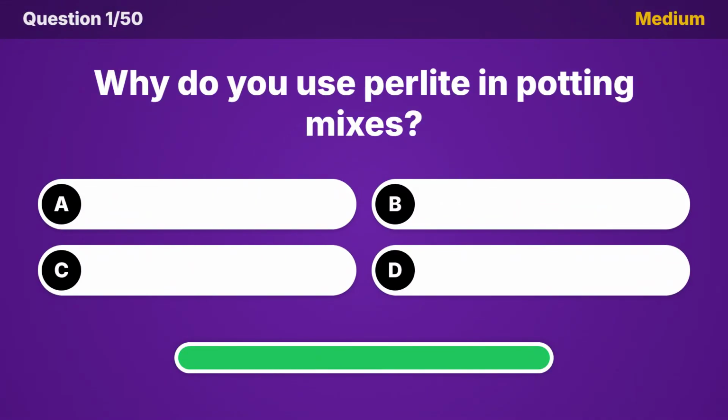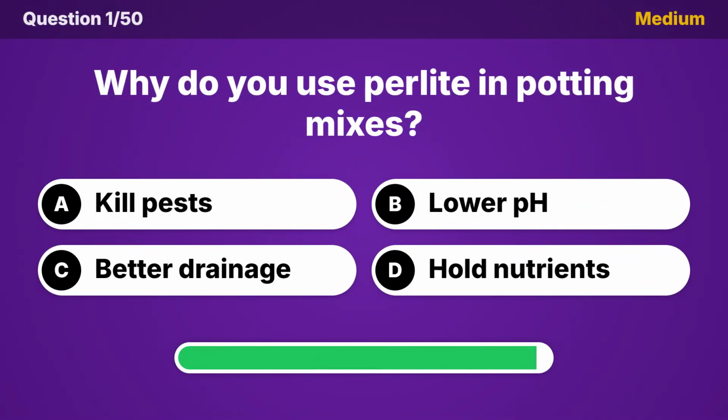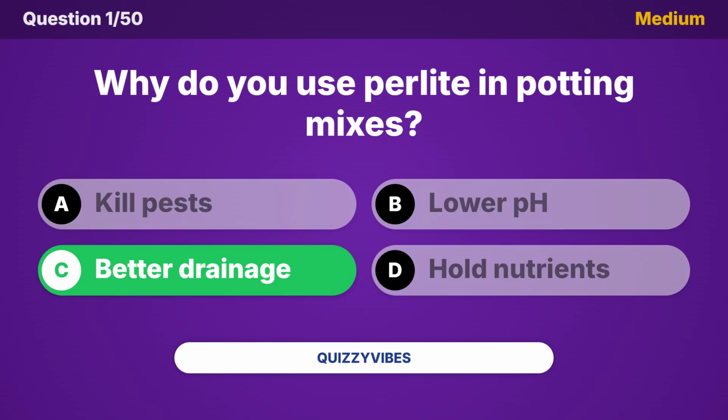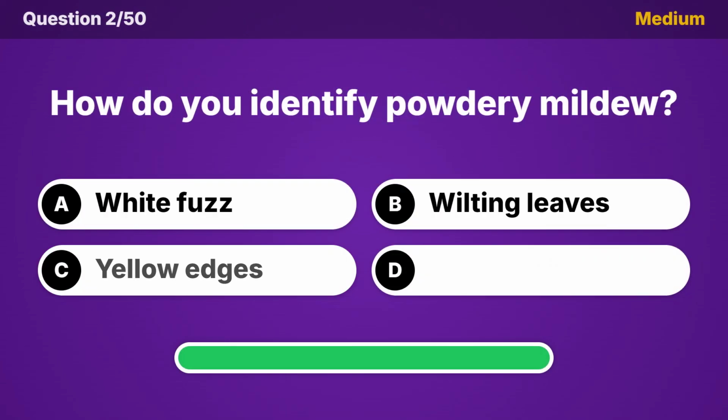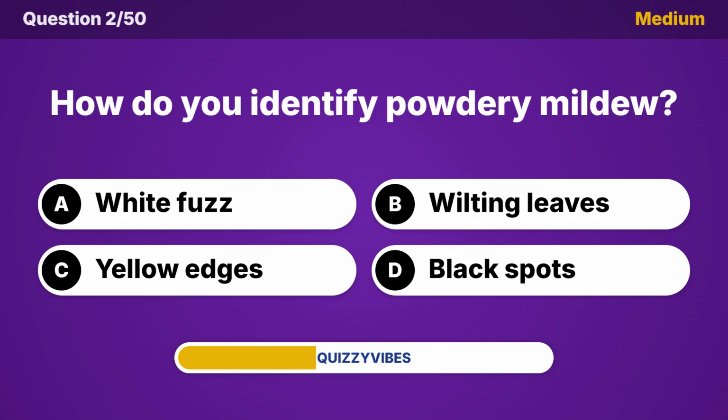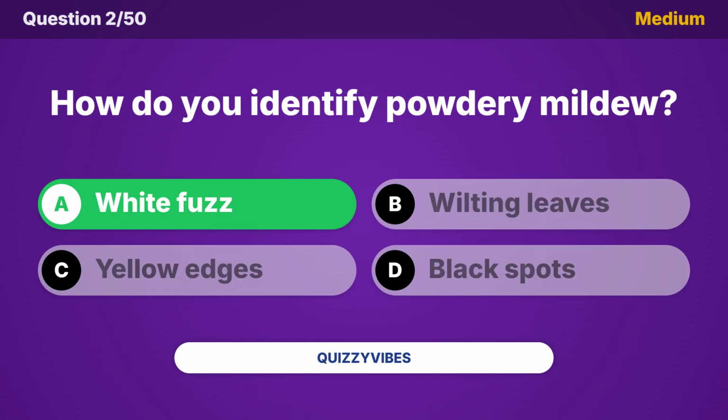Why do you use perlite in potting mixes? Here's the answer. Better drainage. How do you identify powdery mildew? And the answer is white fuzz.